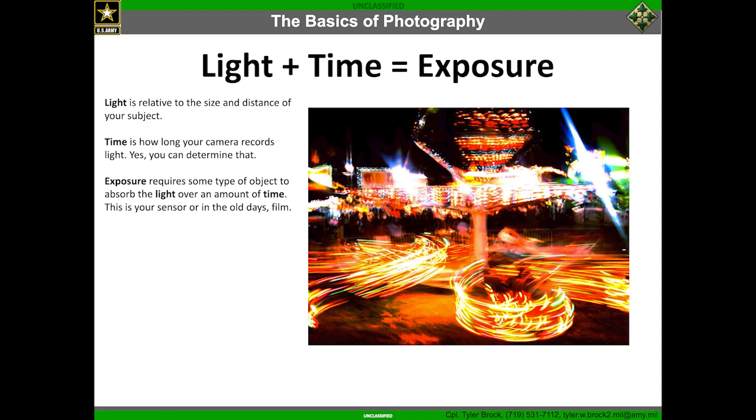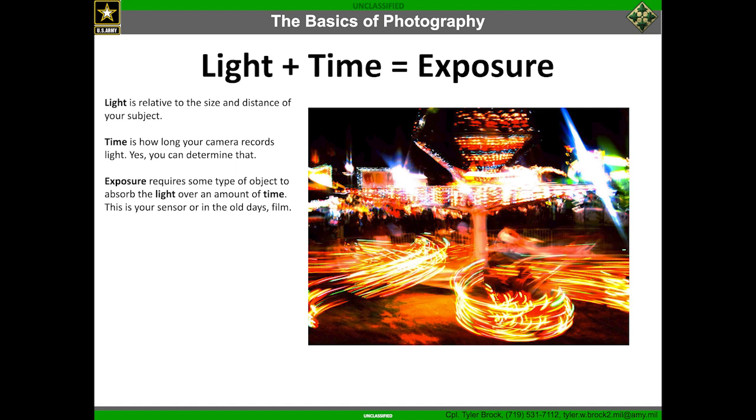So what is the equation to make an image? And this is the equation: light plus time equals an exposure. So light is relative to the size and distance of your subject. I'm not going to try to overcomplicate this, and I'm not going to try to extend the slide any longer. Okay, so time is how long your camera records light. And yes, you can determine that. And we'll get more into that later, the next slide.